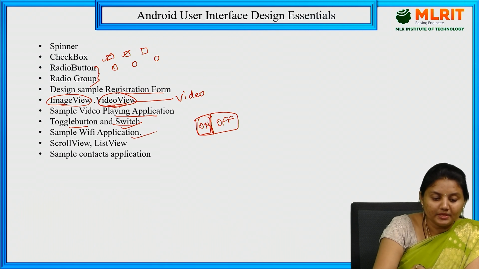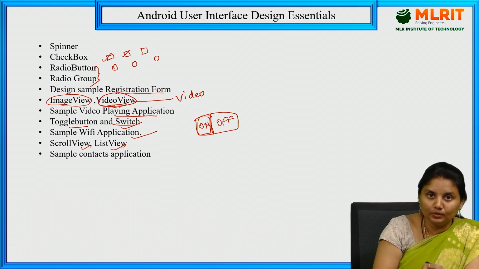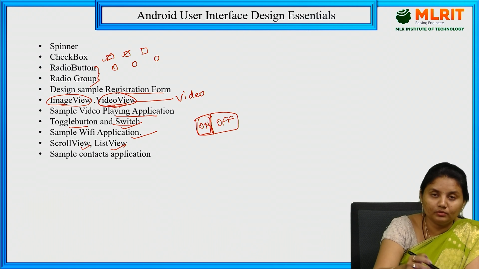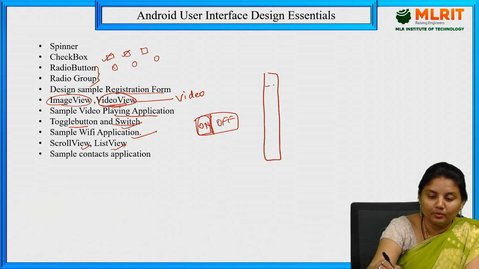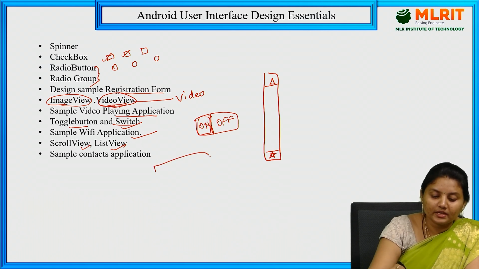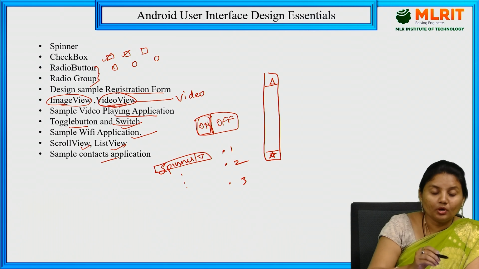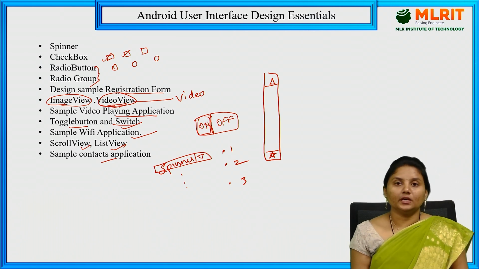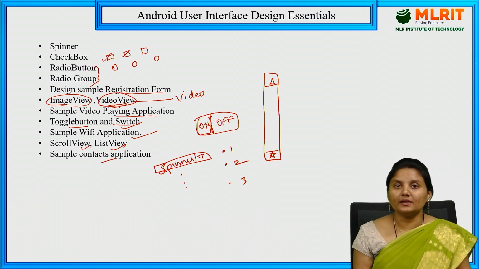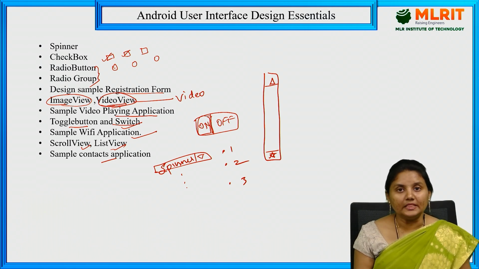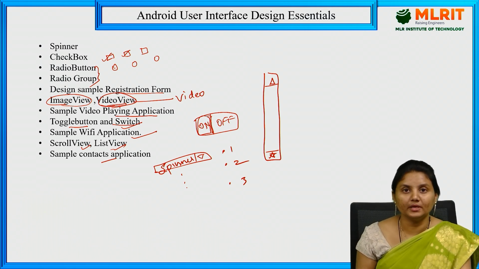In the sample Wi-Fi application, we can see scroll view and list view. Scroll view scrolls the page vertically and it also scrolls the page horizontally. Then list view is where again you will have a drop down list, which is like a spinner, where you can list the items 1, 2, 3. So this is the list, and this is the spinner. And a sample contacts application. So these are the different user interface design essentials, where you can design one layout using any of the layouts. Within the layout, we can use these number of components.